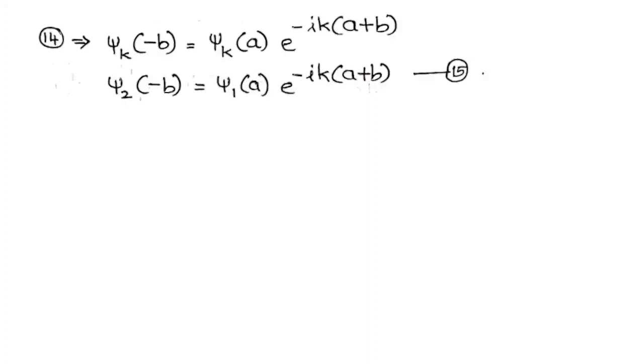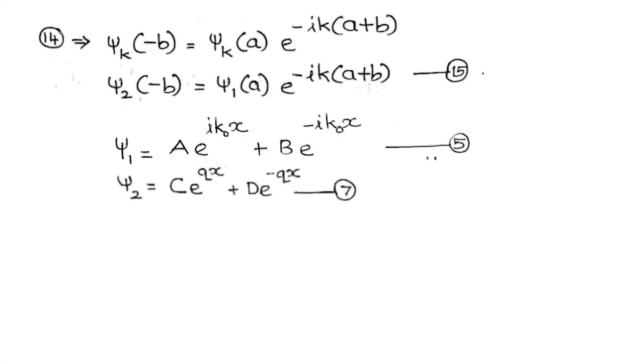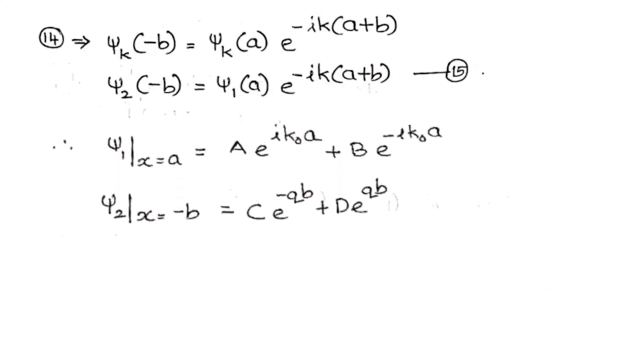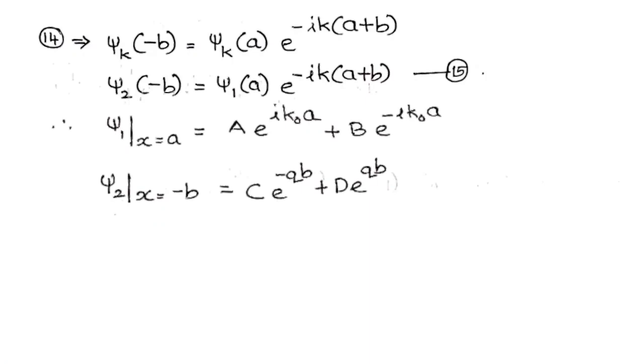From equations number 5 and 7, we can write psi 1 is equal to a into e raised to i k naught x plus b into e raised to minus i k naught x. And from equation 7, psi 2 is equal to c into e raised to qx plus d into e raised to minus qx. And therefore, psi 1 at x is equal to a can be written as a into e raised to i k naught a plus b into e raised to minus i k naught a. And psi 2 at x is equal to minus b can be written as c e raised to minus qb plus d into e raised to qb.